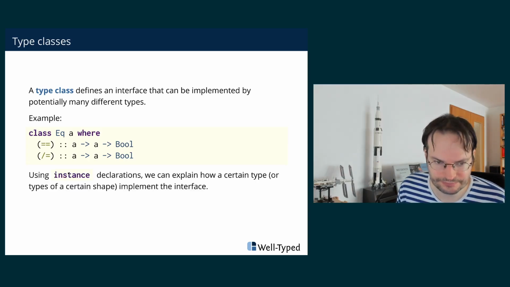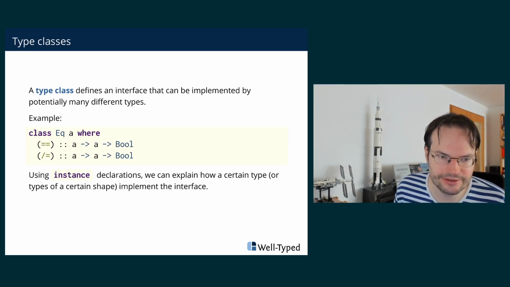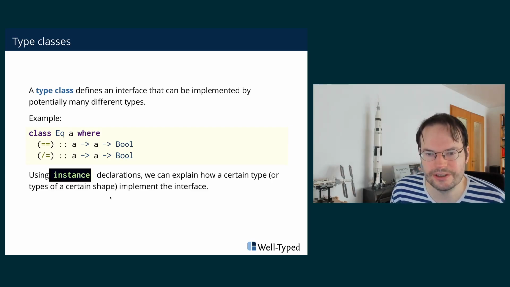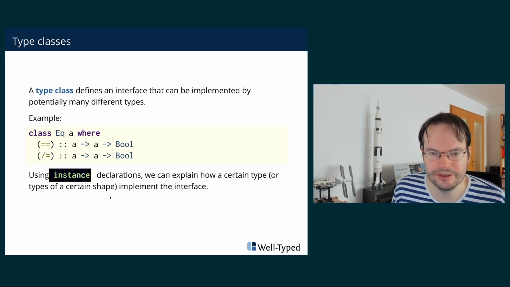So there are corresponding instance declarations corresponding to these class declarations. There are instance declarations that we can give for concrete types, such as integers, booleans, lists. And with the help of these instance declarations, we can explain how a certain type implements the interface. Let's look at this in the editor.